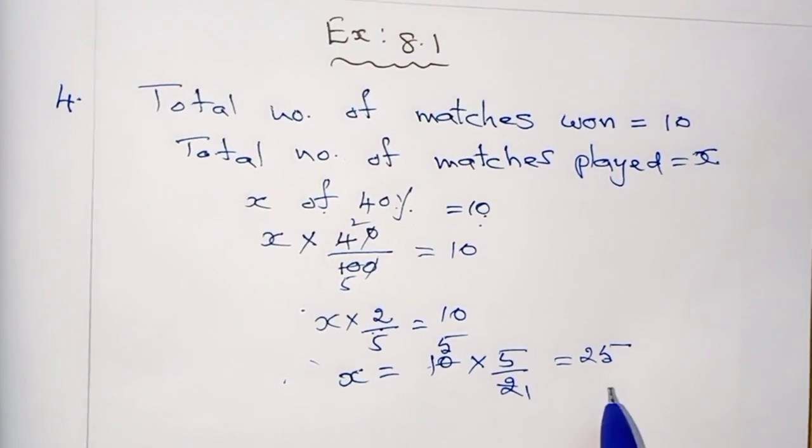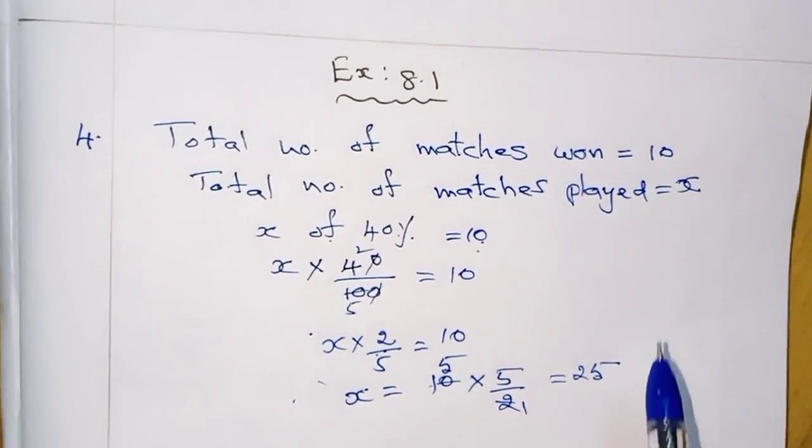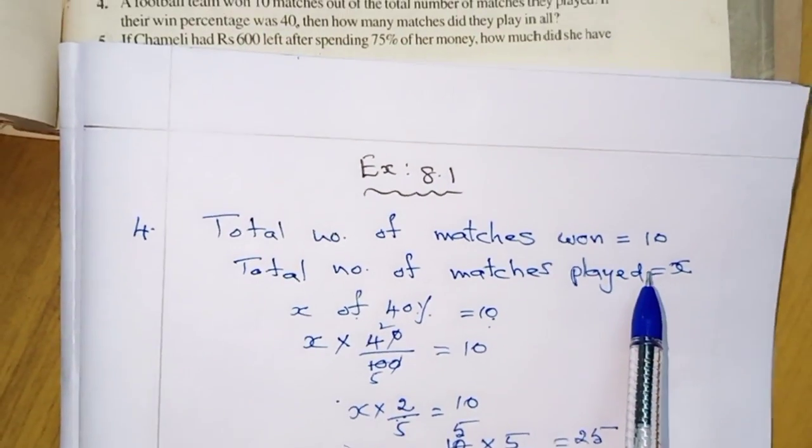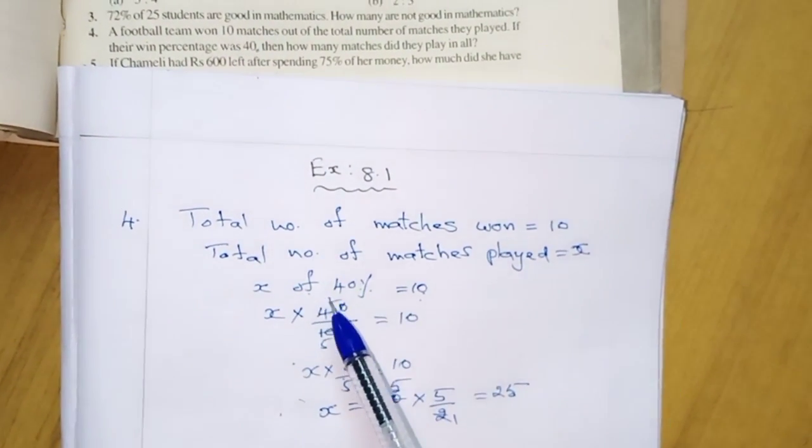So how many matches did they play? 25 matches. So in 25 matches, how many matches did they win? 10. In form of percentage, it is 40%.